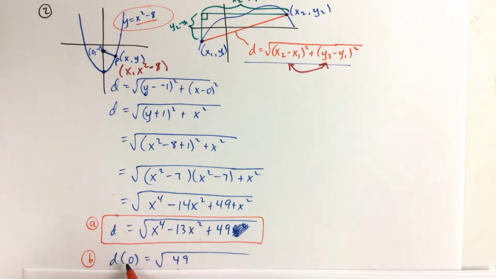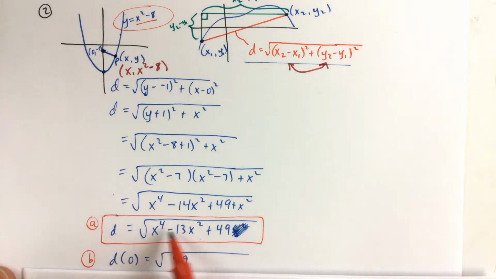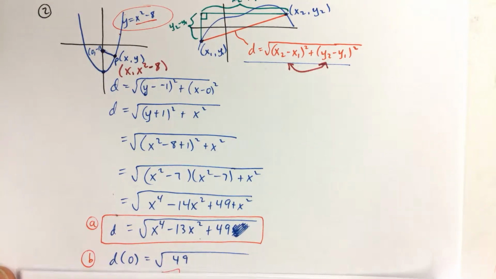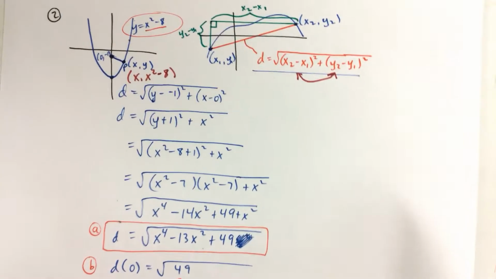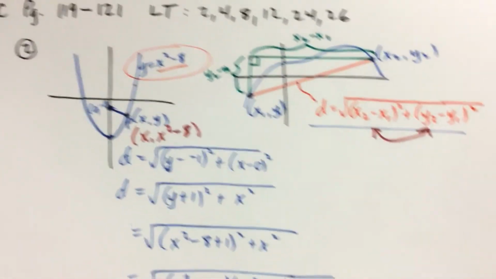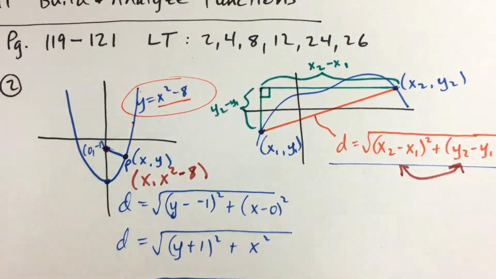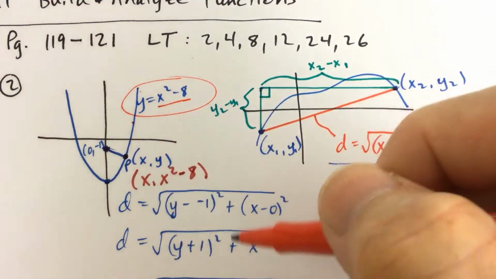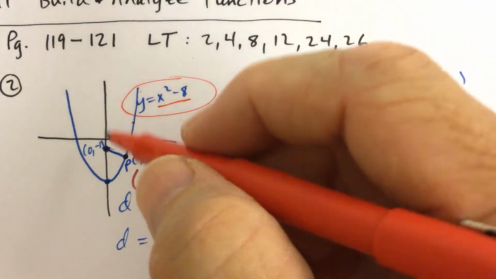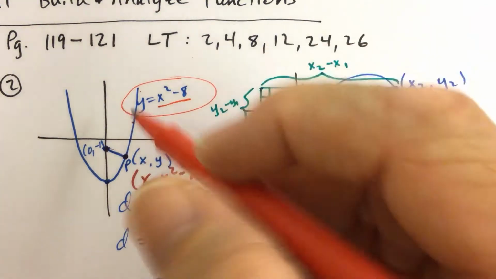So the question in part B is asking what's the distance if the x value is 0, and that's the square root of 49. So put 0 in place of x, you get 49, and then the square root of 49 is 7. And if we actually look at the picture here, let's zoom in, if x is 0, you could have actually done this without having to go through all of this. You could have answered part B anyway.